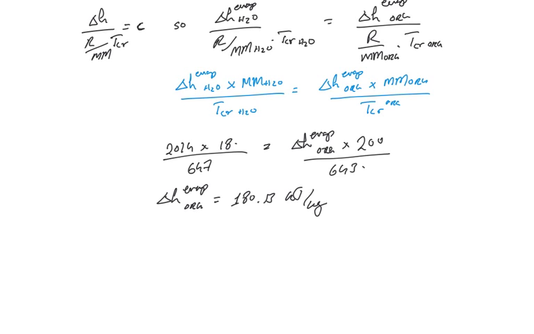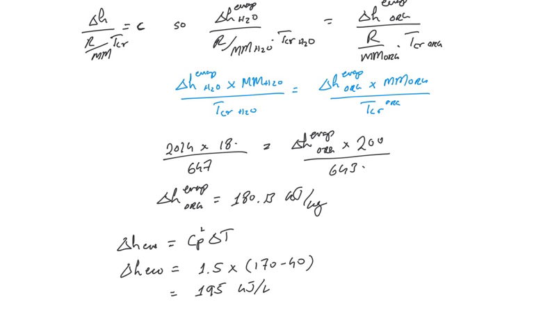Now we need to calculate the delta H economizer, which can be written as delta H economizer is equal to Cp into delta T. In this case, we're going to use the Cp of liquid, which is given, of the organic fluid. So delta H economizer comes out to be 1.5 multiplied by 170 minus 40, which is the maximum and the minimum temperature of the cycle, and it comes out to be 195 kilojoule per kilogram.